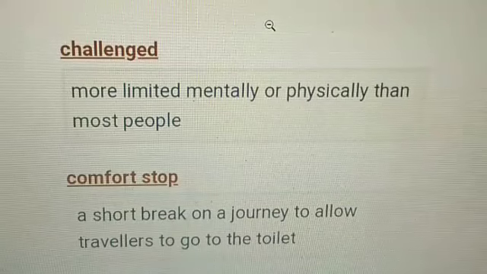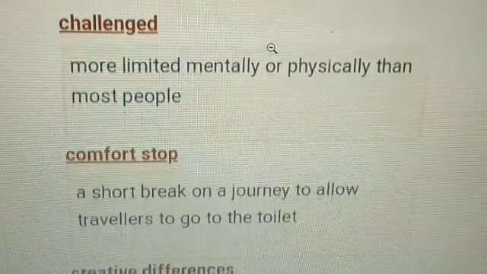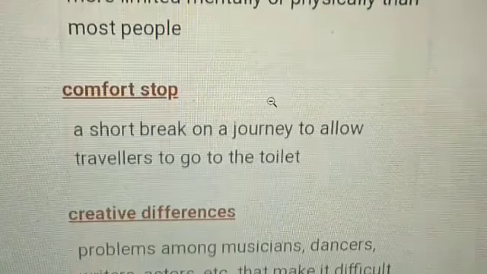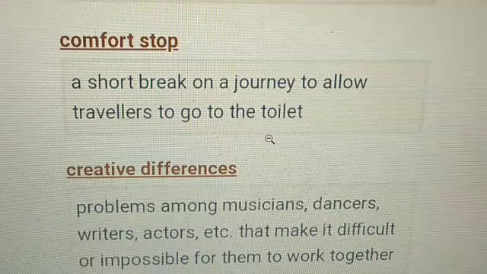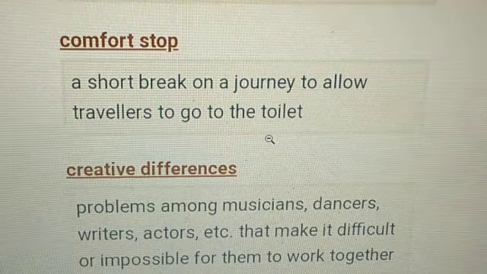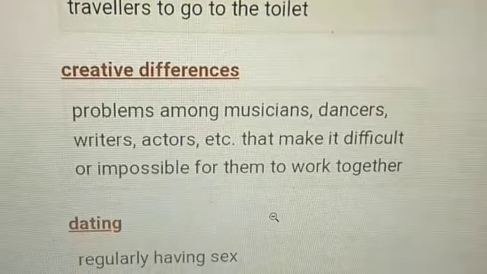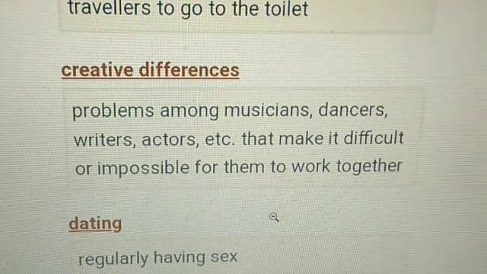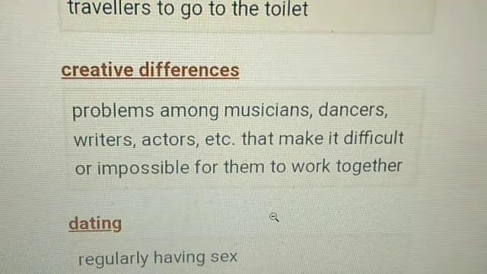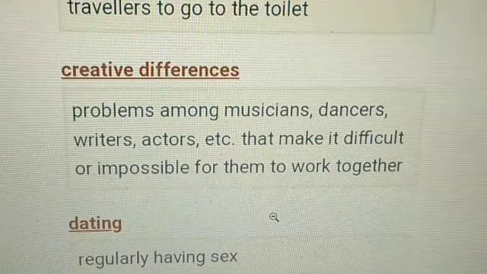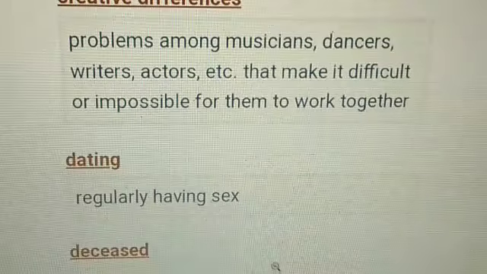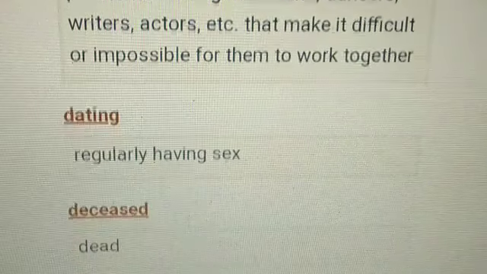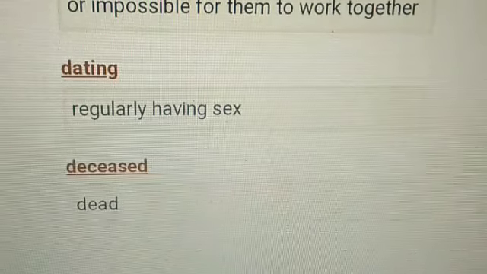Next, more limited mentally or physically than most people, we say challenged. A short break on a journey to allow travelers to go to the toilet is a comfort stop. Problems among musicians, dancers, writers, actors, etc. that make it difficult or impossible for them to work together, we say creative differences. Then, regularly having sex means dating. Dead means deceased.